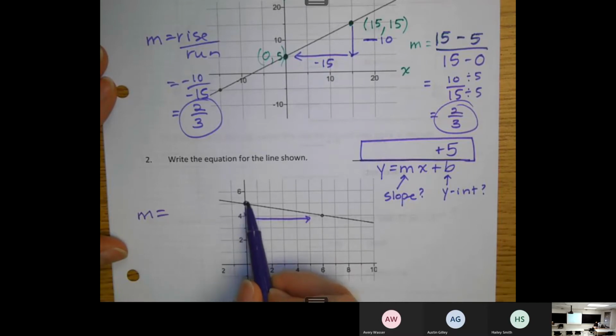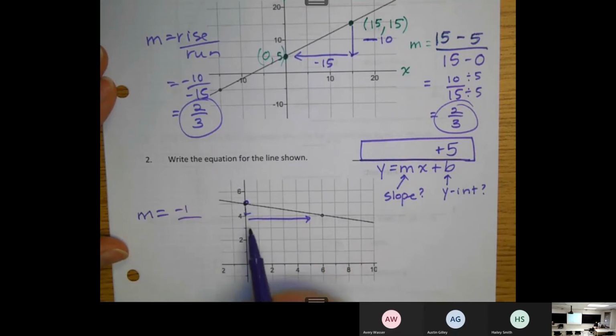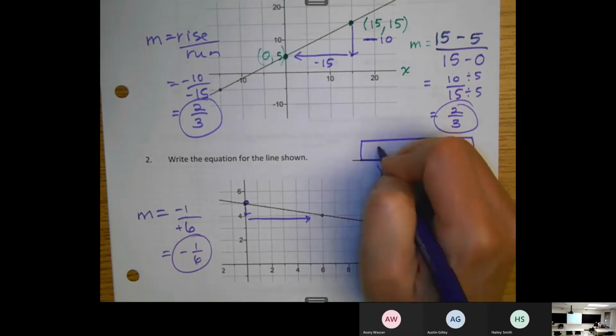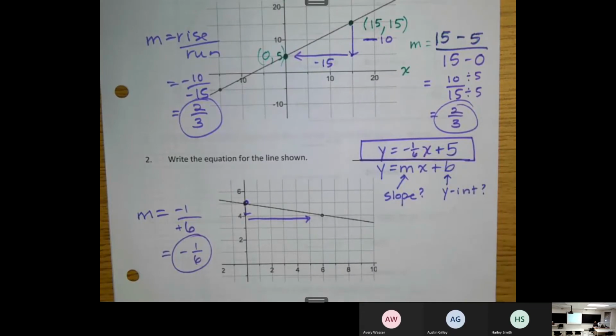I maybe started at that upper point. I would need to go downward. So I'm thinking a rise of -1. And from that corner, I would need to go over to the right. 1, 2, 3, 4, 5, 6. 6 spaces. To the right is positive. So I've got a negative divided by a positive, which makes a negative. 1/6 doesn't reduce, so it's just a slope of -1/6. In other words, the equation is going to be y equals -1/6 x plus 5.